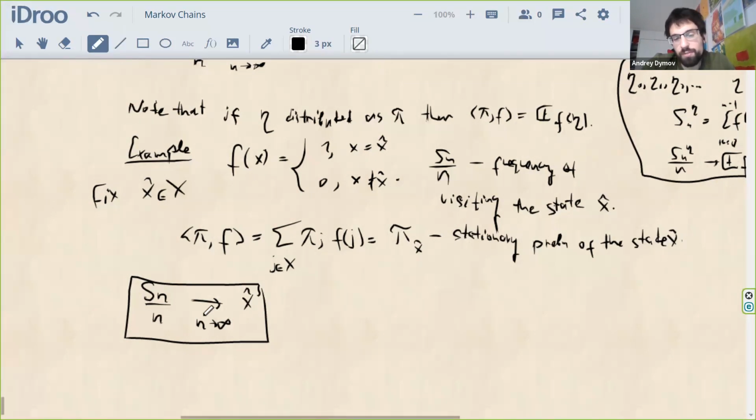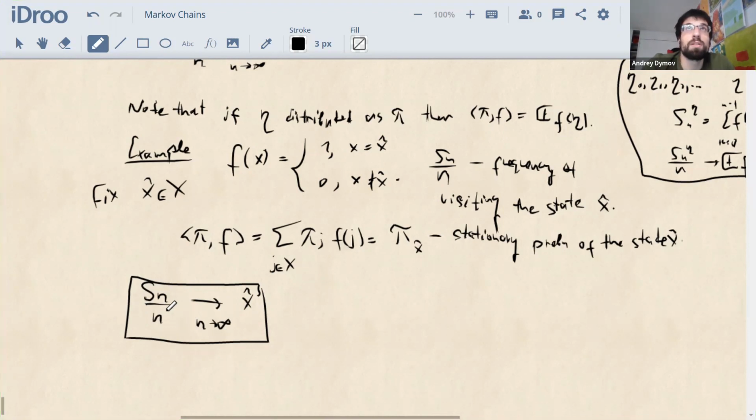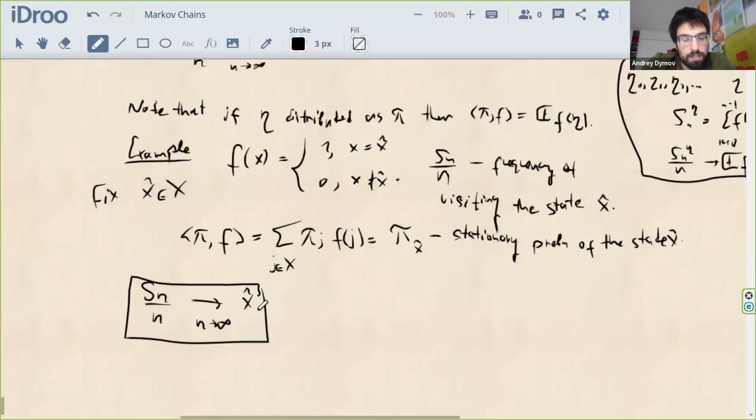So this is natural. If the stationary probability of the state is large, then I visit this state quite frequently. Of course, this holds when the process has already been going for some long time, because I need to be close to the stationary probability according to the ergodic theorem. And if the stationary probability is small, then I visit this state rarely.